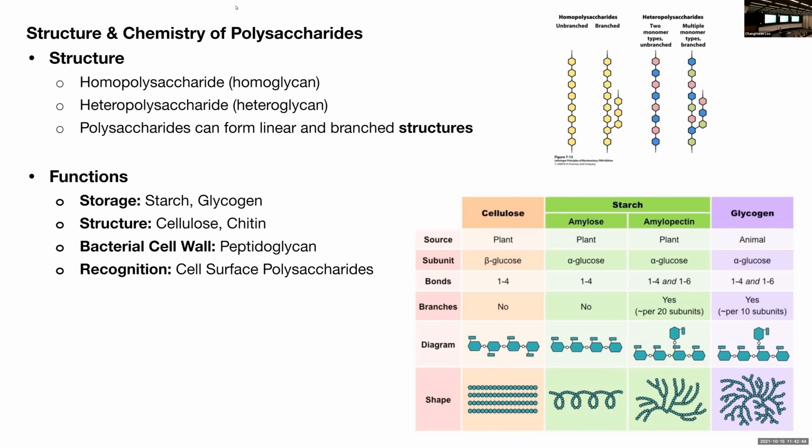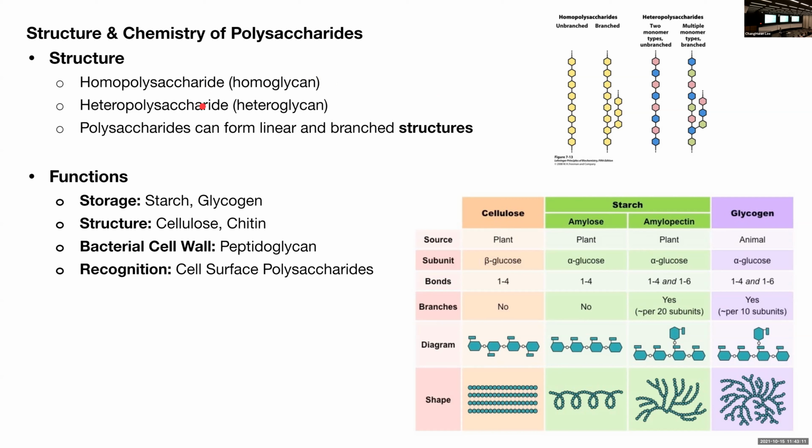When you look at their structures, they can be categorized into two groups. One is the homopolysaccharide or homoglycan, where you basically have the same simple sugar as a monomer, and then you can either have the unbranched homopolysaccharides or the branched one too.